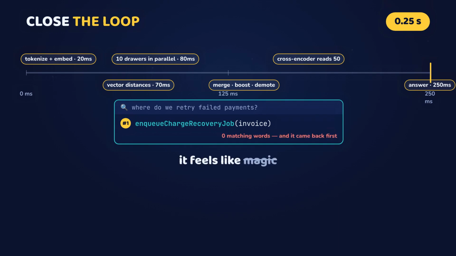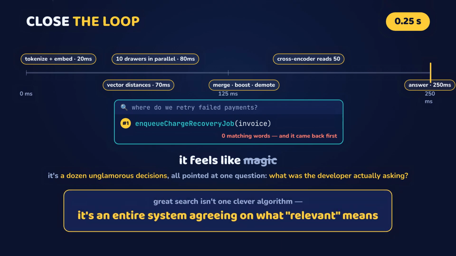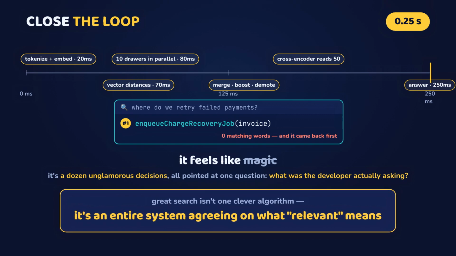It feels like magic. It's the exact opposite of magic. A dozen unglamorous decisions, all pointed at one question. What was the developer actually asking? Great search isn't one clever algorithm. It's an entire system agreeing on what relevant means.